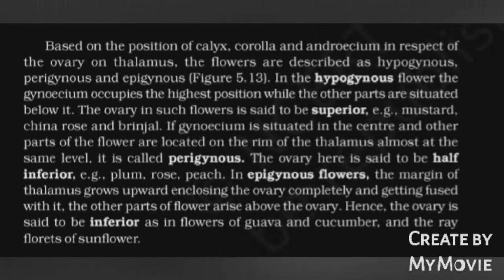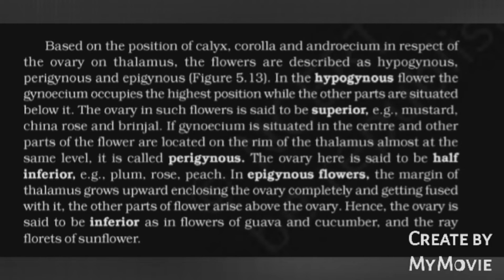In the hypogynous flower, the gynoecium occupies the highest position while the other parts are situated below it. The ovary in such flowers is said to be superior. Example: mustard, china rose, and brinjal. If the gynoecium is situated in the center and other parts of the flower are located on the rim of the thalamus almost at the same level, it is called perigynous. The ovary here is said to be half inferior.